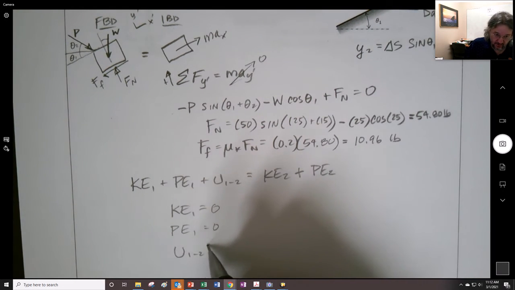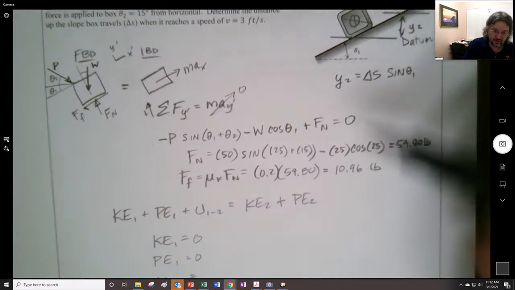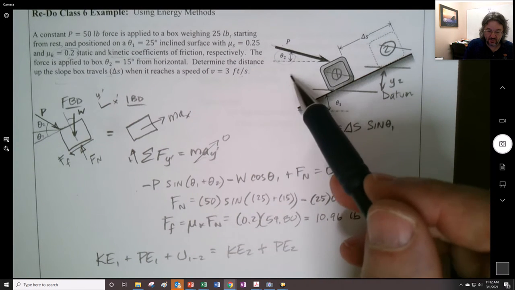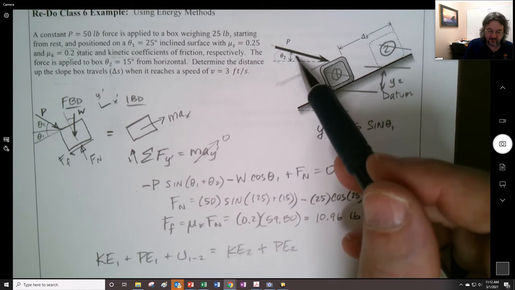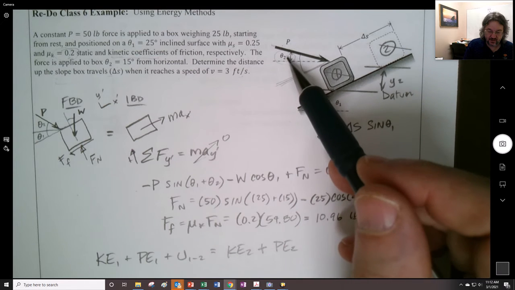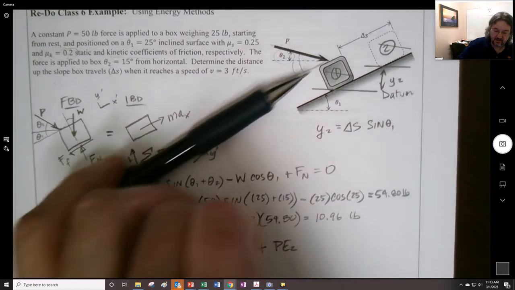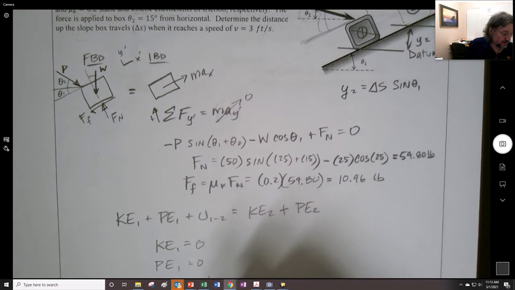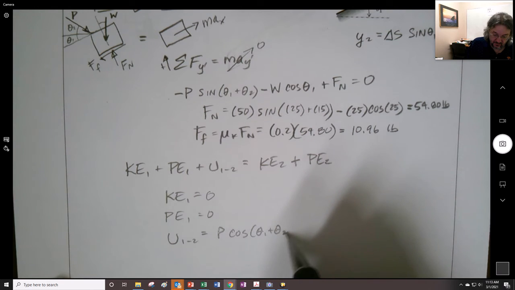The U1 to 2 is the external forces that are happening onto there. So there's two external forces. One is this force right here that's being applied. But remember, it's only the force that's in the direction of its motion right here, right? So it's actually going to be this force times the cosine of theta 1 plus theta 2 is going to be the force that's going to be multiplied by the delta S right here. So we go P is the force times the cosine of theta 1 plus theta 2.